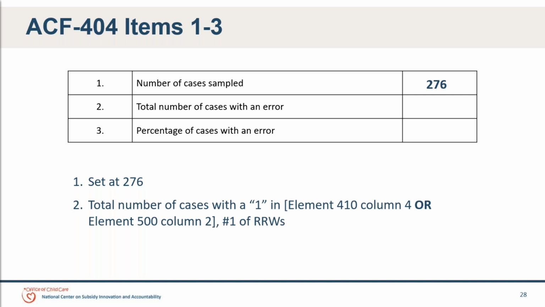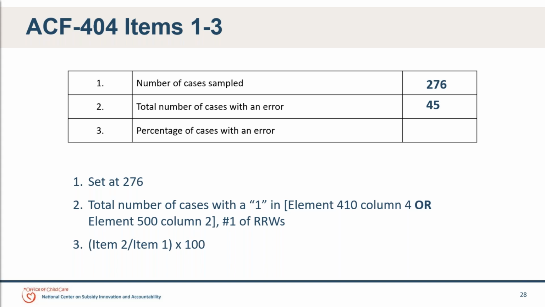Item 2 is the total number of cases with an error, and this is any error, not just an improper payment error. And you can get this number by summing up those record review worksheet case summaries. Again, that's either in element 410 column 4 or element 500 column 2. You'll be summing up the number of times you entered number 1 in number 1 of that case summary. So in our example, we're going to say that there was 45 cases with an error.